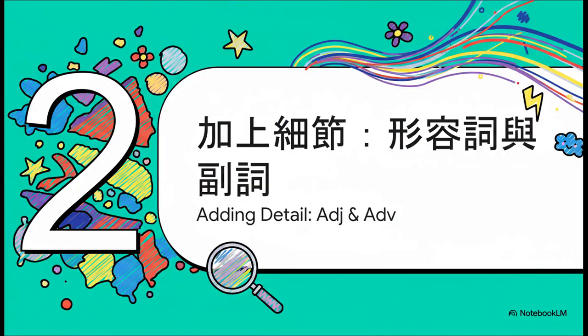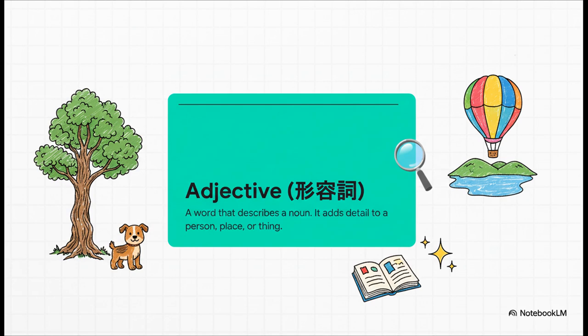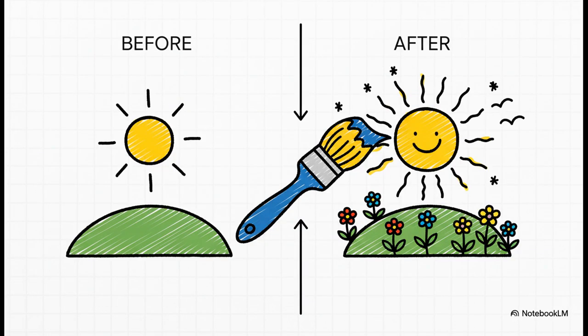Okay, we've got our skeleton. Now let's add some personality. It's time to bring in the words that add color and detail, adjectives and adverbs. So let's talk about adjectives. I like to think of them as the descriptive words. They're the ones that add all the juicy details to our nouns, the people, places, and things in our sentences. Take a look at this. It's a beautiful day. If we take out the word beautiful, we just have, it's a day. Kind of boring, right? But that one little adjective, beautiful, totally changes the feeling.